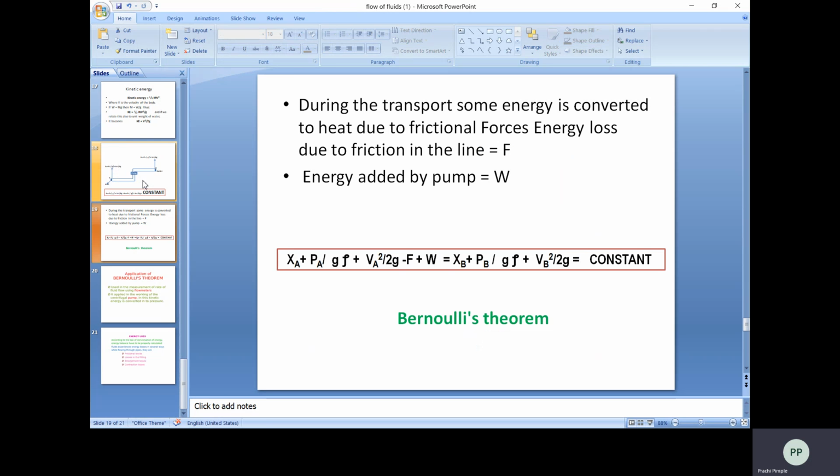Now, it is said that during the transport, when your fluid travels through the pipeline, some energy is converted into heat due to frictional loss of energy. So I am going to subtract that energy loss from my inlet. At the same time, at inlet, we have provided some energy or work done to the fluid, so I am going to add plus W, the work done at inlet. Okay, so this is called Bernoulli's theorem or Bernoulli's equation.